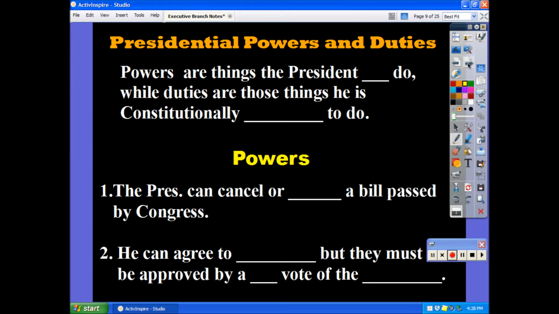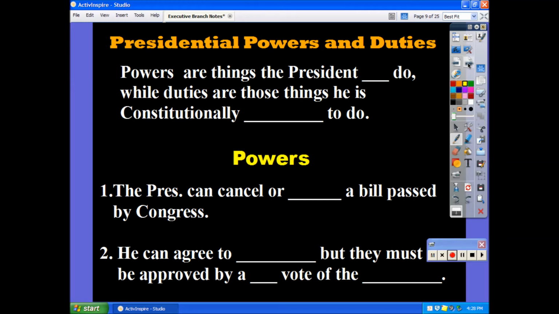So there's a list here of presidential powers, and these powers are rather specific. This certainly isn't a comprehensive list, but it is a list that is going to pretty well cover the powers of the president. So first of all, the president can cancel or veto a bill that's passed by Congress, effectively making something that was going to be a law not a law.